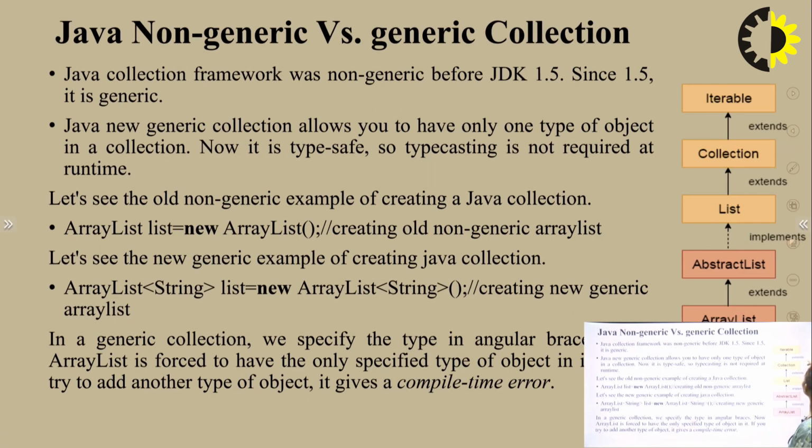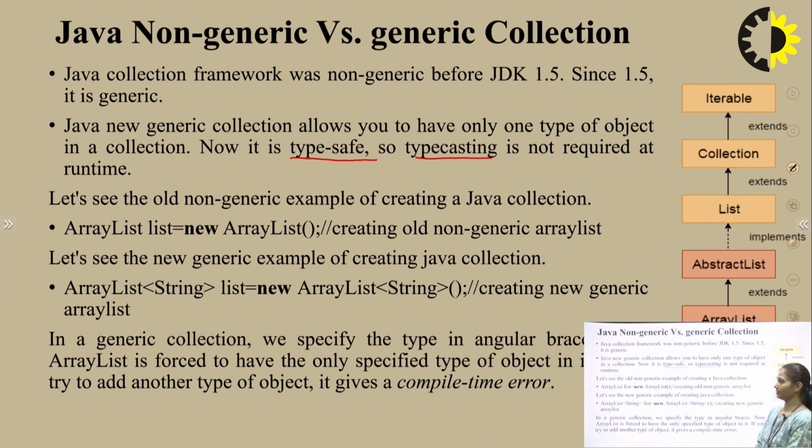The new Java generic collection allows you to have only one type of object in a collection. Now it is type safe. It's a very important term: your type is going to be safe, and typecasting is not required at runtime. So at runtime you are not going to do this task, which was the drawback of the collection before generics. We are going to see an old example of creating a Java collection and how the generic collection is going to be discussed here.